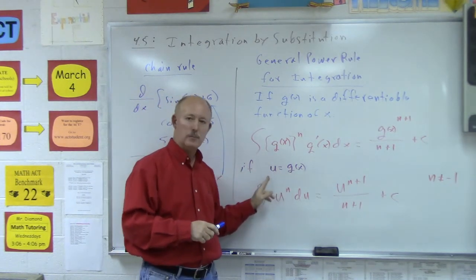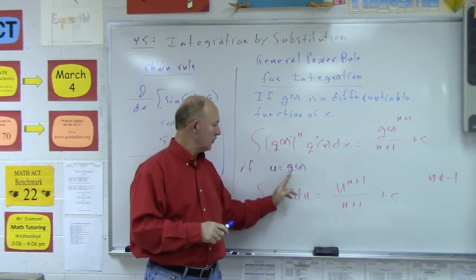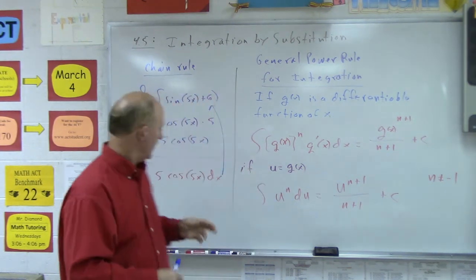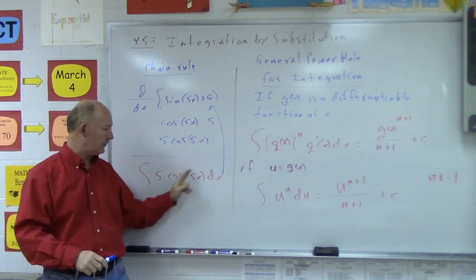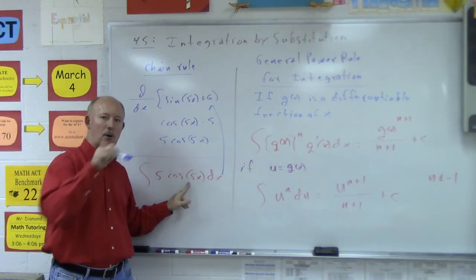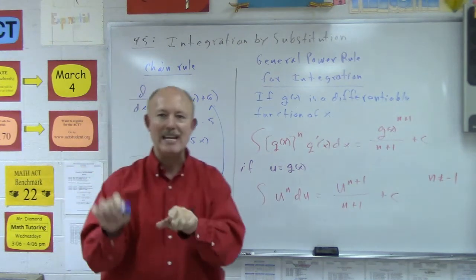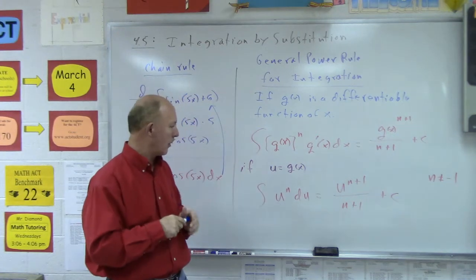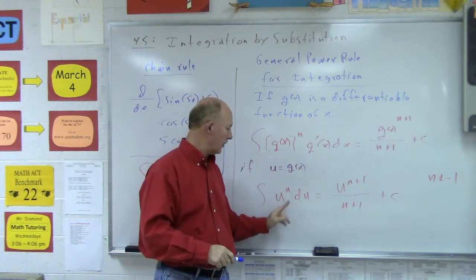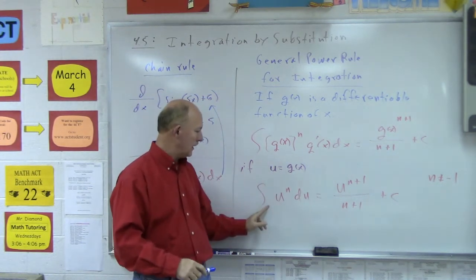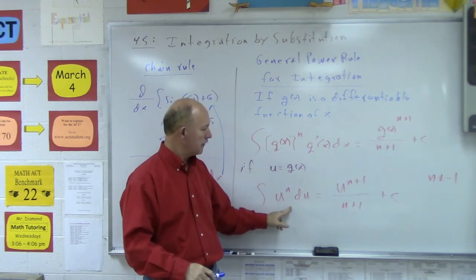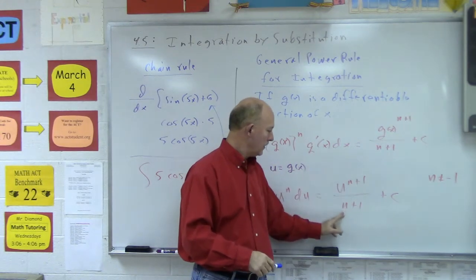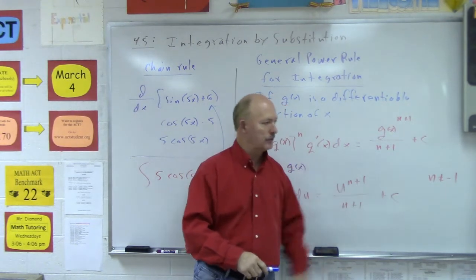When we integrate by substitution, we're going to let g of x be u. So we let u equal g of x, the inside part of the function. If we were integrating 5 cosine 5x, 5x would be the inside part, so we would let u equal 5x. Basically it's what's inside the parentheses. The integral now becomes u to the n du, and then we just use the normal power rule: u to the n plus 1 divided by n plus 1, plus our constant of integration.